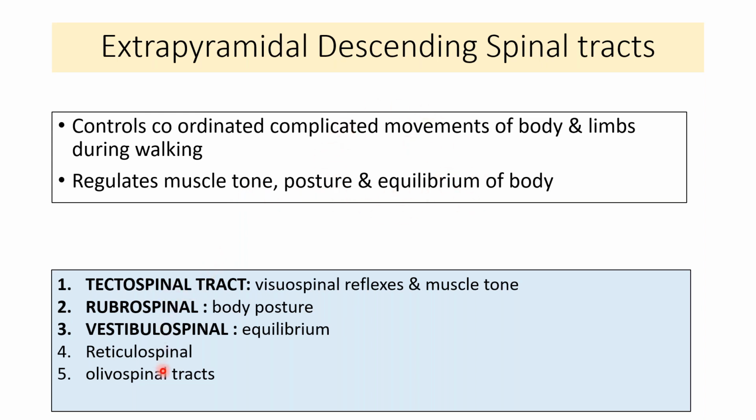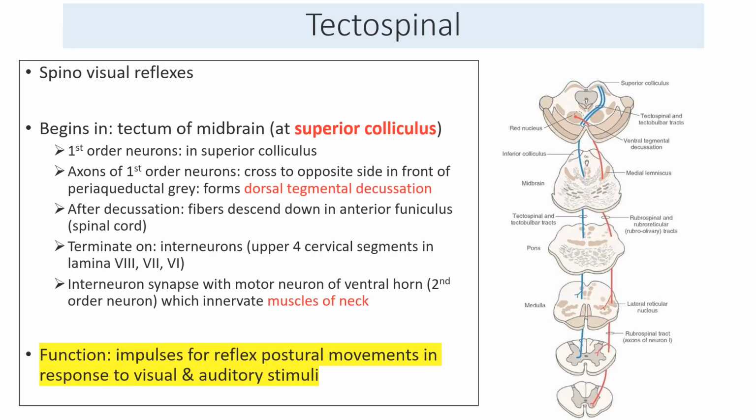We have the rest of the tracts like tectospinal, which is involved in visuospinal reflexes and muscle tone. For body posture, rubrospinal. For equilibrium, we have vestibulospinal, and the other two, reticulospinal and olivospinal tracts, are there. So any descending tracts we have apart from the corticospinal tract are the extrapyramidal tracts for coordination of movements. Now, tectospinal tract.